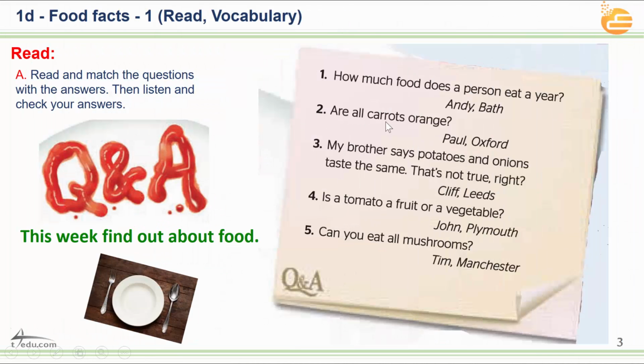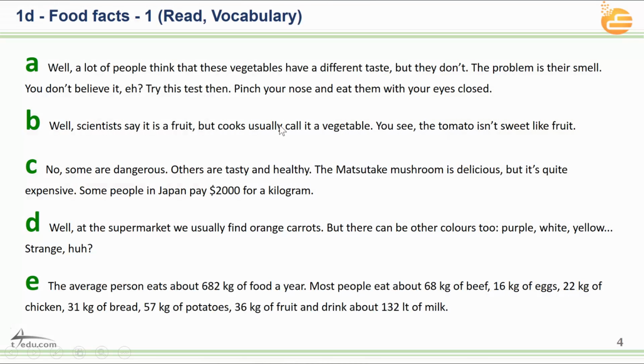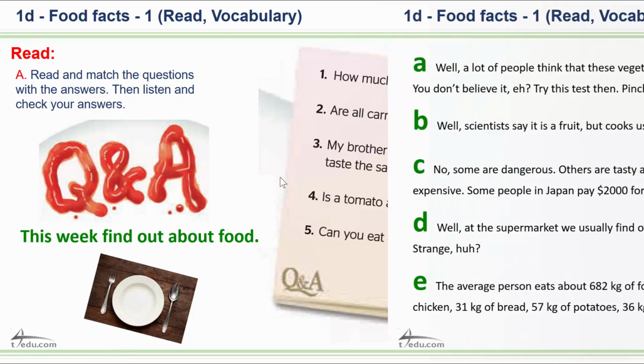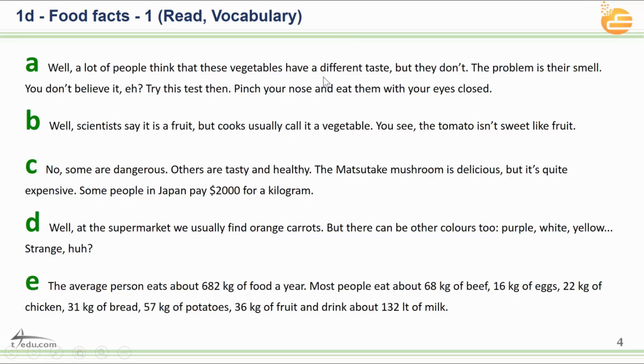2. Are all carrots orange? D. Well, at the supermarket we usually find orange carrots. But there can be other colours too. Purple, white, yellow. Strange, huh? 3. My brother says potatoes and onions taste the same. That's not true, right? A. Well, a lot of people think that these vegetables have a different taste, but they don't. The problem is their smell. You don't believe it, eh? Try this test then. Pinch your nose and eat them with your eyes closed.